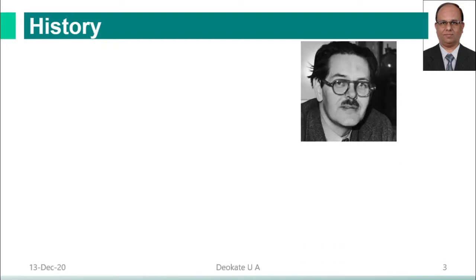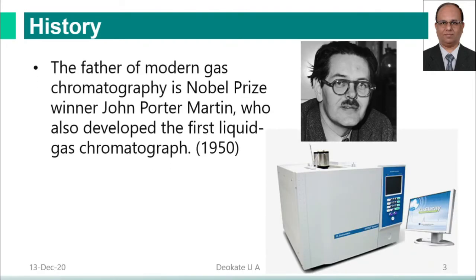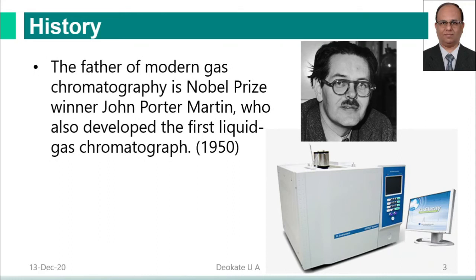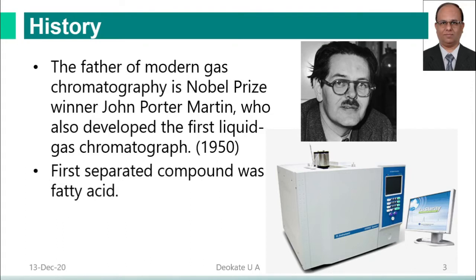When we look at the history of gas chromatography, the father of modern gas chromatography is Nobel Prize winner Archer John Porter Martin, who also developed the first liquid chromatography in 1950. He separated fatty acids for the first time when he developed the gas chromatographic equipment.